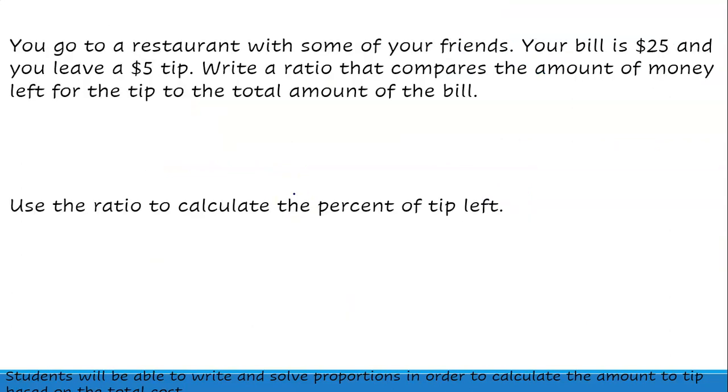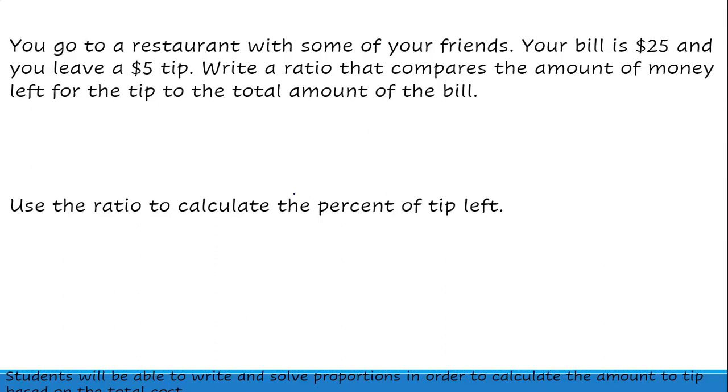You go to a restaurant with some of your friends, your bill's $25, you leave a $5 tip. Write a ratio that compares the amount of money left for the tip to the total amount of the bill. So first off, I just want to say that when you go to a restaurant and somebody is bringing your food to you, you should be leaving a tip. Servers don't get paid minimum wage. They get what's called a server's wage, which is less than minimum wage because they're expecting tips. So make sure that you're tipping. That's just a personal thing.